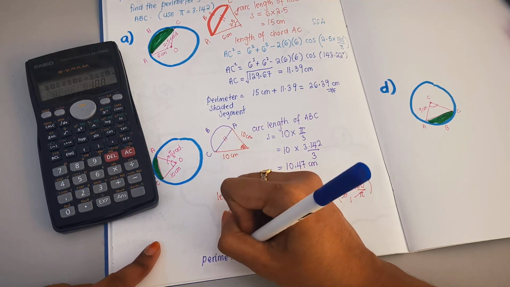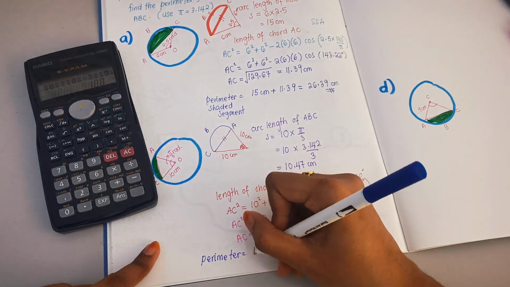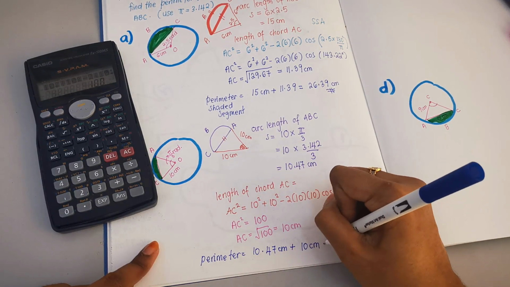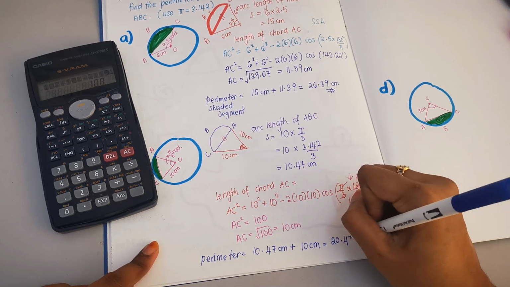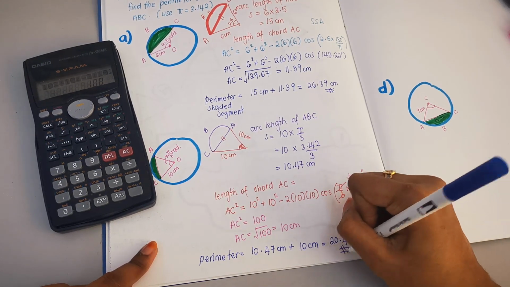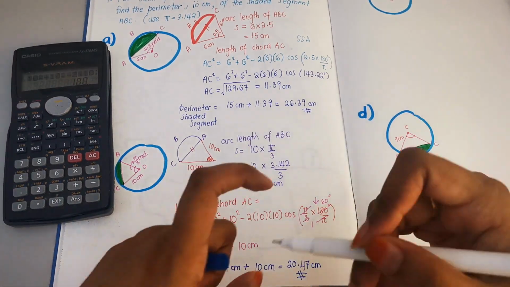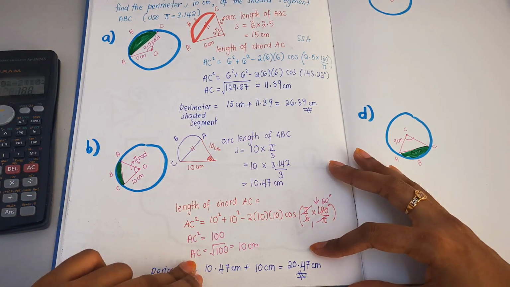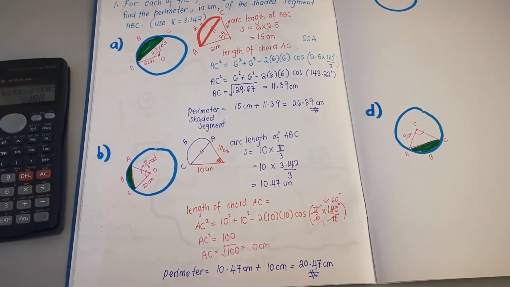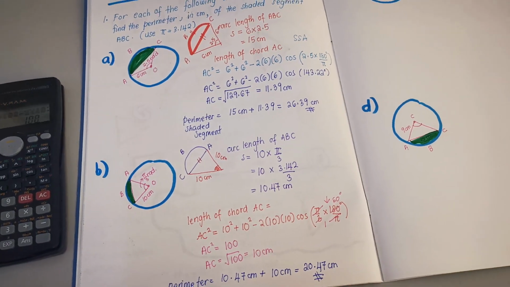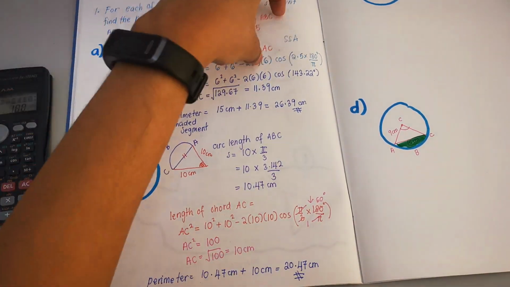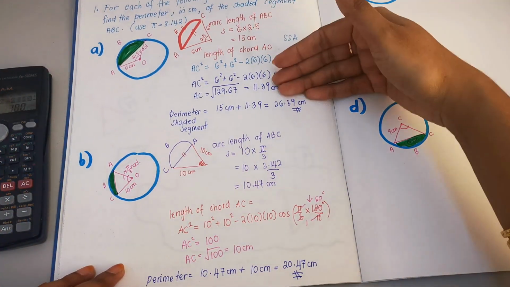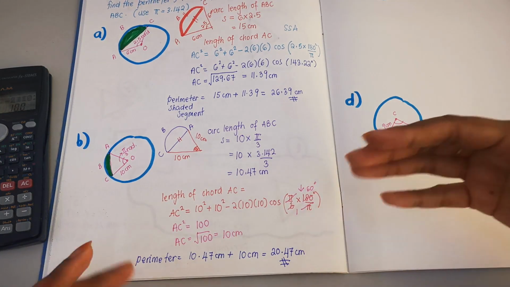So perimeter will be, take the arc length of 10.47 plus the length of chord. So it's 20.47 centimeters. Okay, so if you can see, we are doing our working in an organized way. So always make sure that you do your working in an organized way. Do not write one working here and one working there so it's all over the place. Make sure the examiner is able to see your working step by step. Because this is very important.